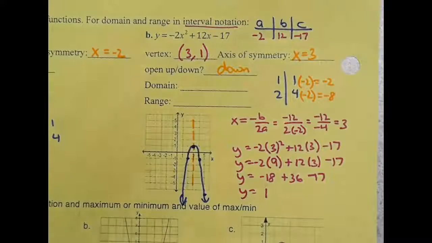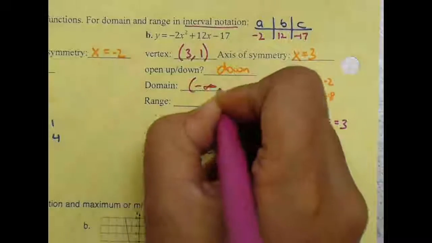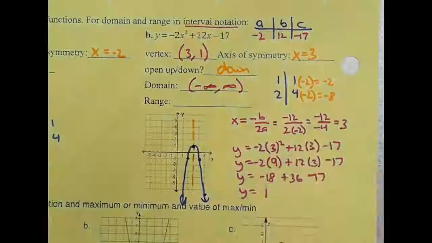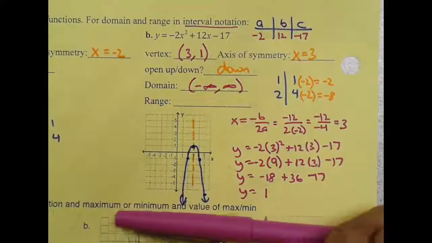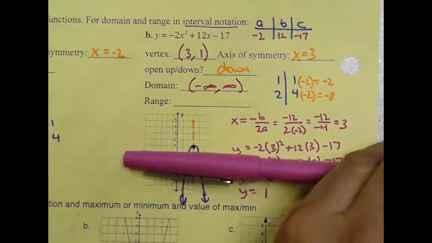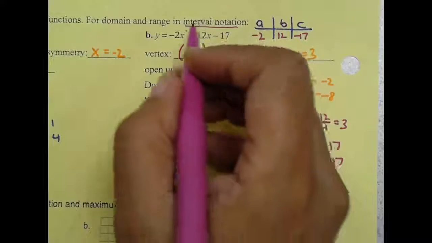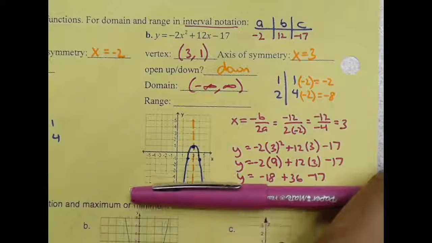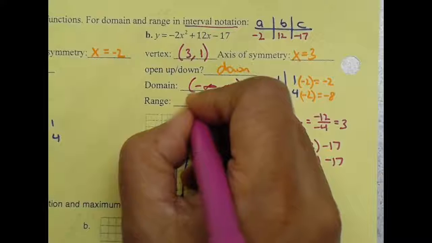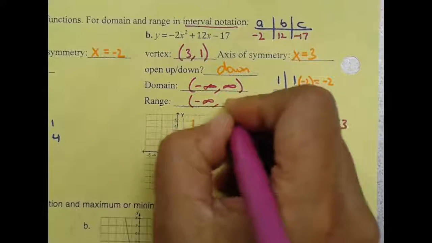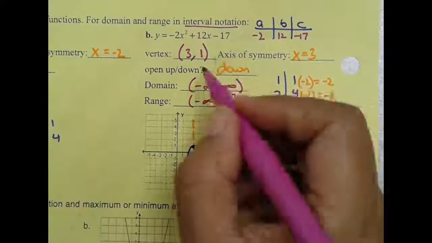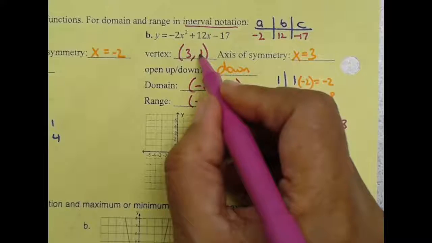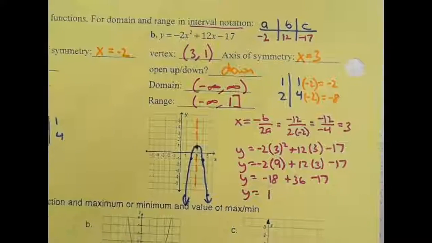The domain, it goes left and right, so that's going to be all real numbers. You go from negative infinity to positive infinity. And then the range, it starts at negative infinity and ends at negative 1. Oh, sorry, not negative 1, positive 1. So it starts at negative infinity, goes up to positive 1. So we go negative infinity, positive 1, and then use a bracket. And the range should match the y value for your vertex.